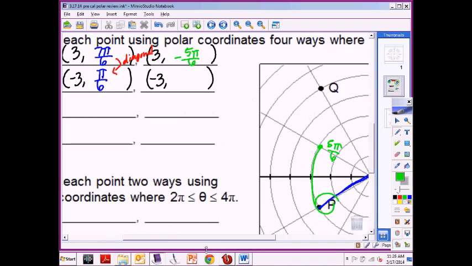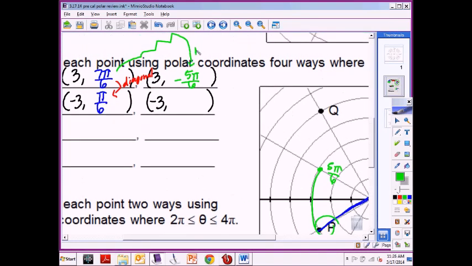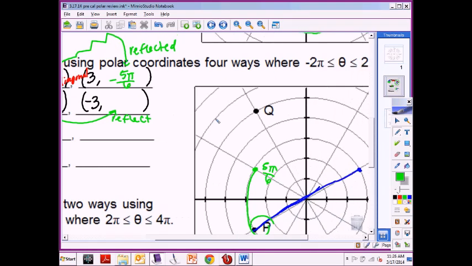So to find this one, we reflect it. Okay? You're going to do the same thing here. So to find this one, you're going to reflect. So if I'm at pi over 6, and I reflected, it's a negative 11 pi over 6.